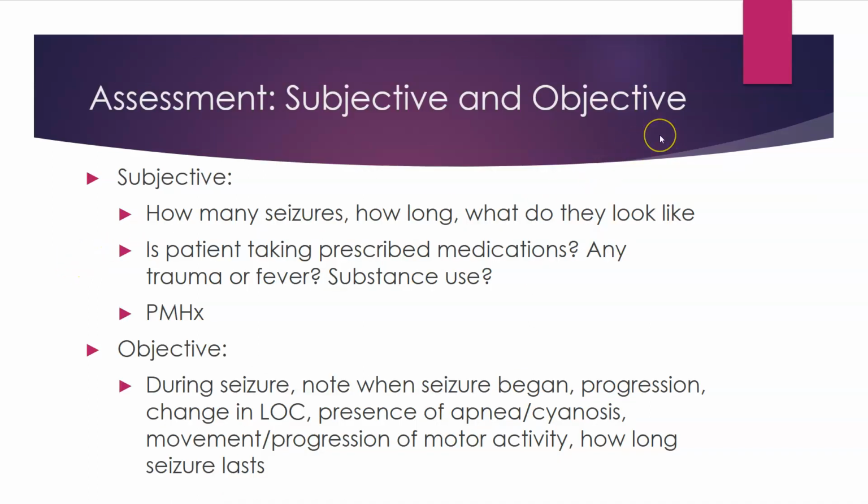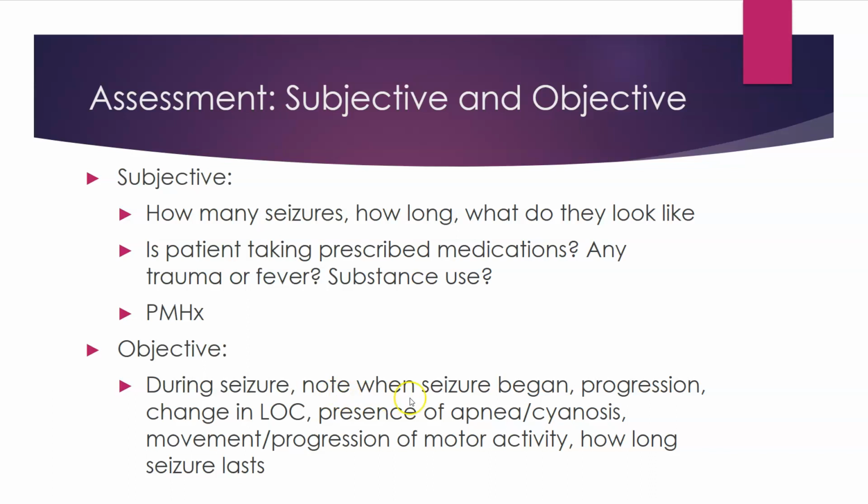For the subjective assessment: how many seizures have they had? How long has it been going on? What do they look like? Do they have an aura prior to it? That aura can be something that they smell or see, or something that just tips them off that something's not quite right. Are they taking any medications, either for this or that could cause this? Any trauma, fever, or substance use, looking at those secondary forms of seizures? Any past medical history of seizures, or anything that could lead into seizures?